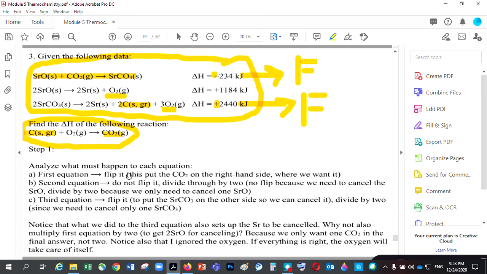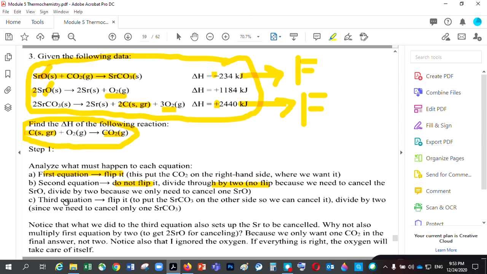So here it is. The first one is flipped, correct? The second one, no flip, but divide by two. Why divide by two? Because we have to get rid of the two here of strontium oxide, because we have to cancel this with this, correct? We have flipped the first one because of CO2 being a reactant. We need it to be a product.